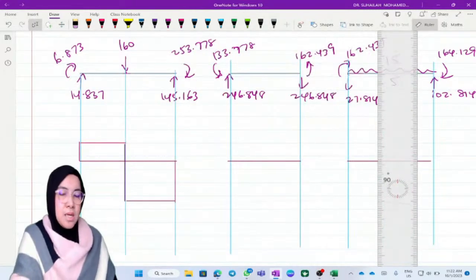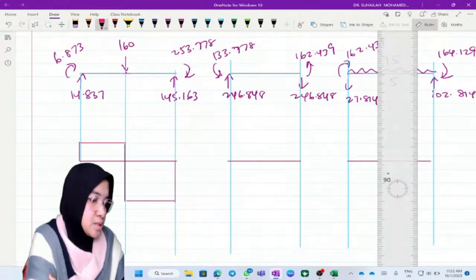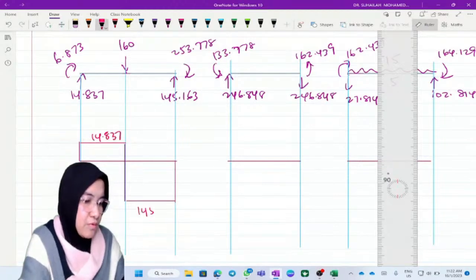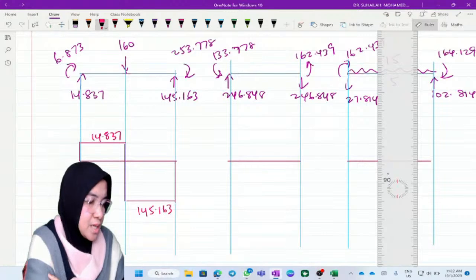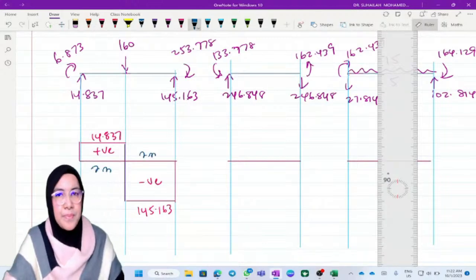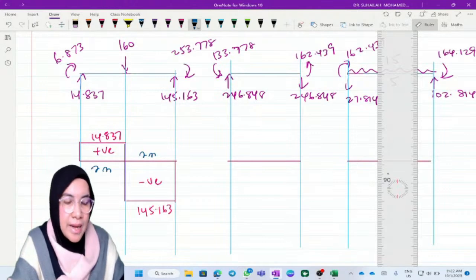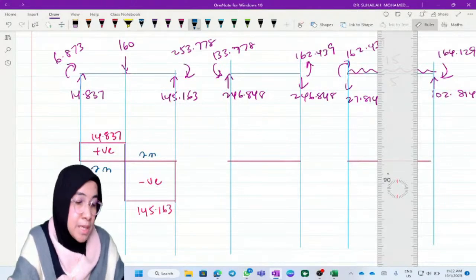Okay, so this is 14.837 and 145.163. This is positive, negative, 2 meter. This one is 2 meter. This is also 2 meter. Okay, this is the shear force diagram for member AB.